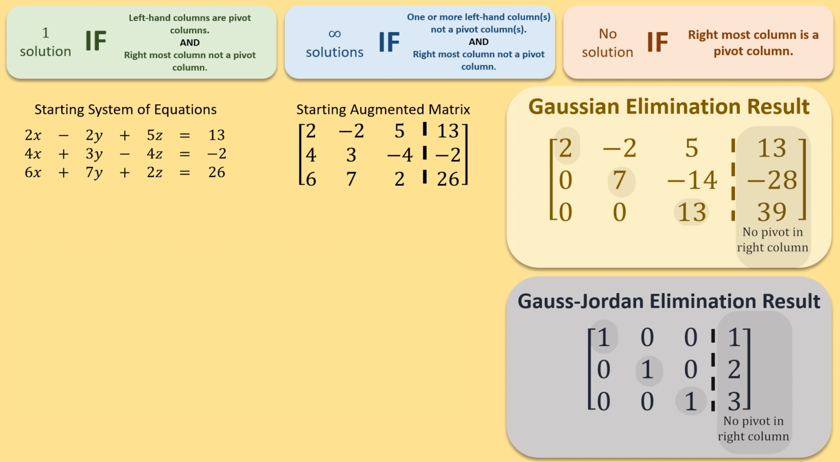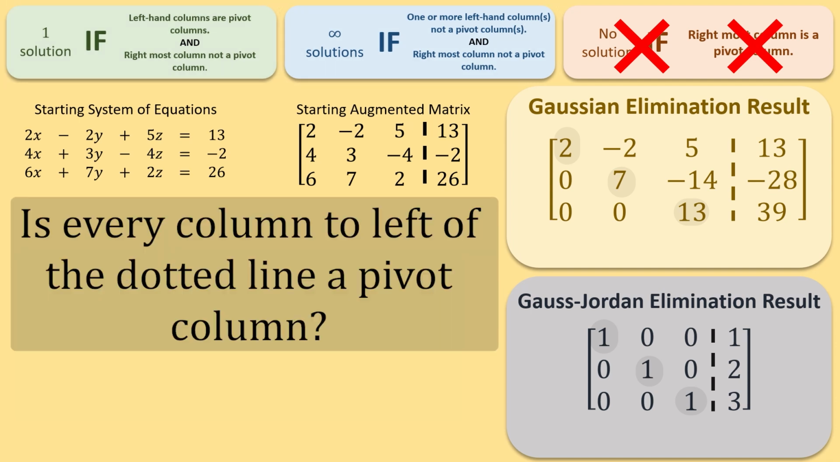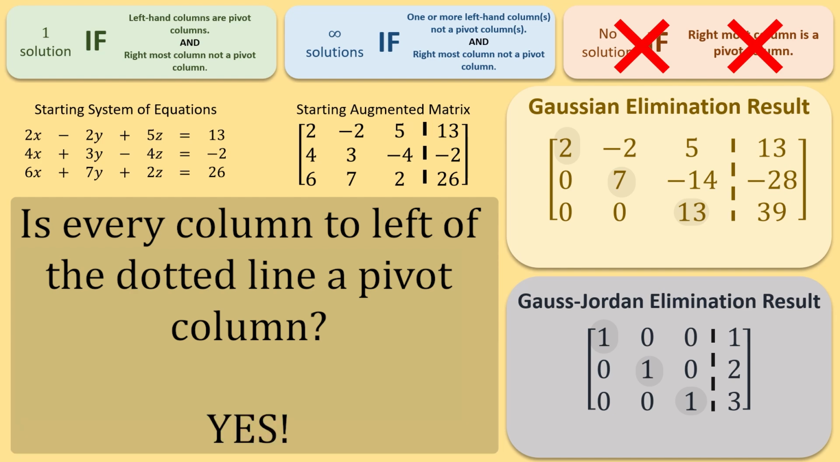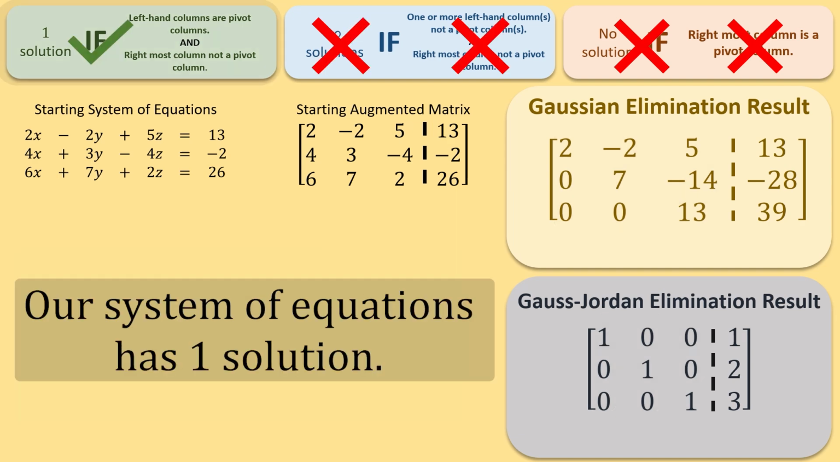Since the rightmost column is not a pivot column, that tells us that at least one solution exists for our system of equations. So we can exclude this third scenario. We either have one unique solution or an infinite number of solutions. Is every column to the left of the dotted line in our final results a pivot column? Yes, every column to the left of the dotted line contains a pivot, and so each column is a pivot column. This means that our system of equations has exactly one solution.